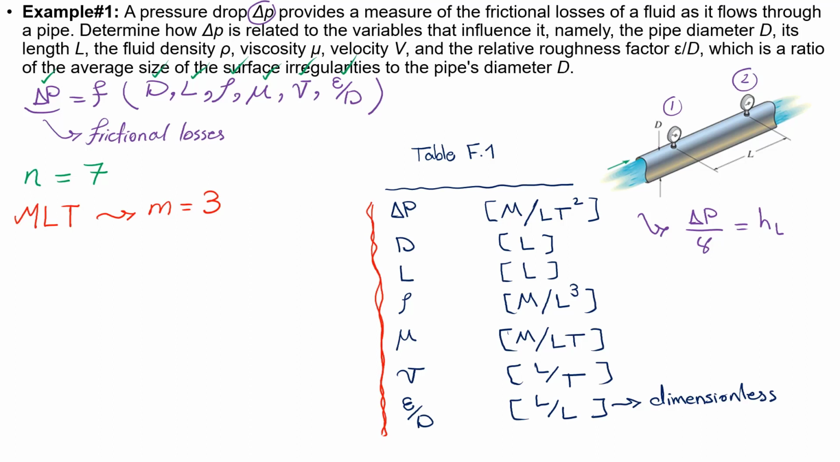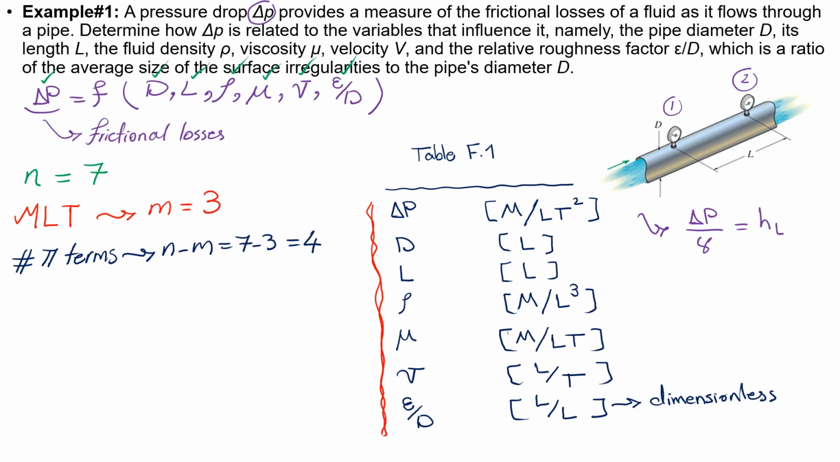Great. So how many pi terms do we have? Remember that in order to find the number of pi terms, the only thing that you need to do is: number of pi terms would be equal to n minus m. So it would be 7 minus 3. You will have 4 pi terms, meaning that at the end of this problem, when we are done solving this problem, we'll see that there are 4 dimensionless pi terms that we have.